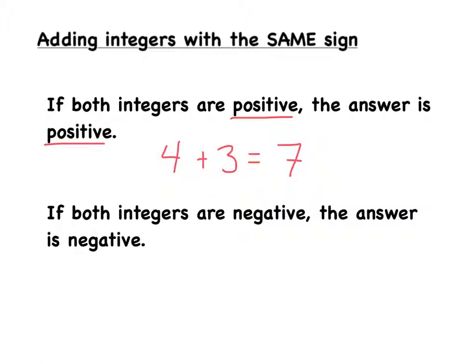Now, if both integers are negative, then the answer is always going to be negative. So if we have negative 2, and we are adding a negative 3 to it, think of it as taking just 2 plus 3, which is 5, and since both integers are negative, we have negative 2 and negative 3, the answer is going to be negative. So the answer is going to be a negative 5.